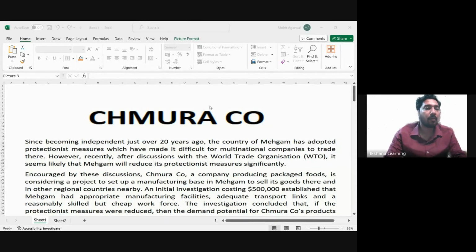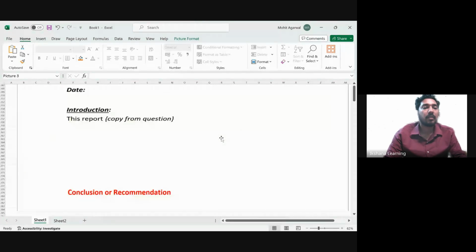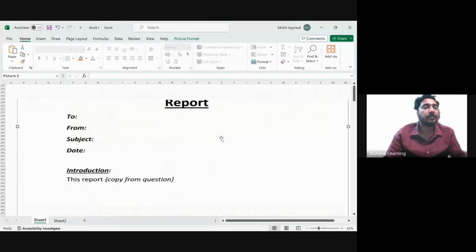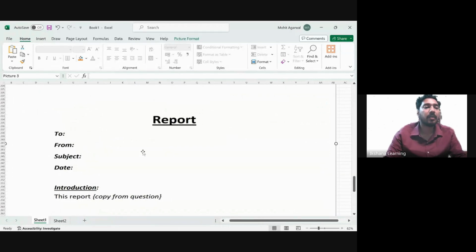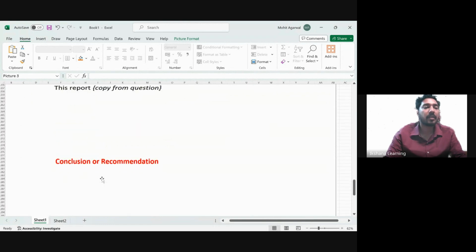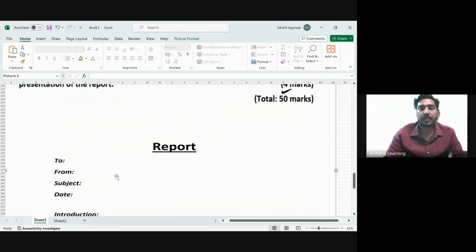Okay, let's solve this past exam question, Chimura company. In this question, we have to make a report. For the report, follow the simple report format: heading, report to, from, subject, date, introduction, and in the end write a conclusion or recommendation. I recommend you write all this in a word processor and do the calculation part in Excel, right?